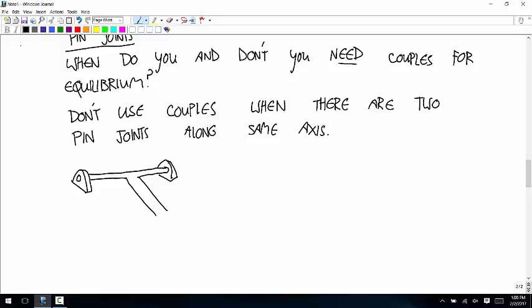Yeah, right. So the joint itself is applying a couple along the axis that my hands are holding, and that's keeping me from doing this rotation, right? So now let's look at this one, and I'm going to try to do the same thing. Okay, so here are two pin joints that share an axis, and I'm going to try to twist this piece with my left hand.